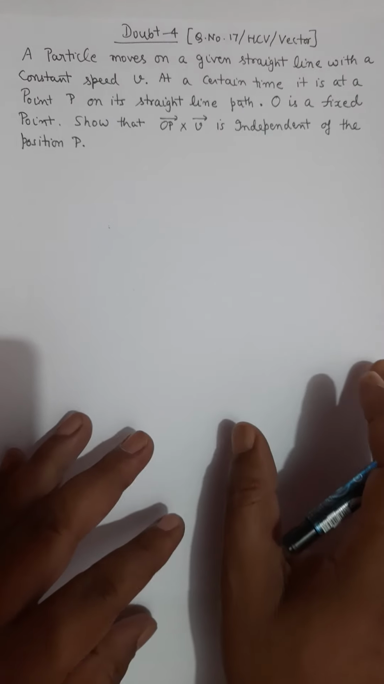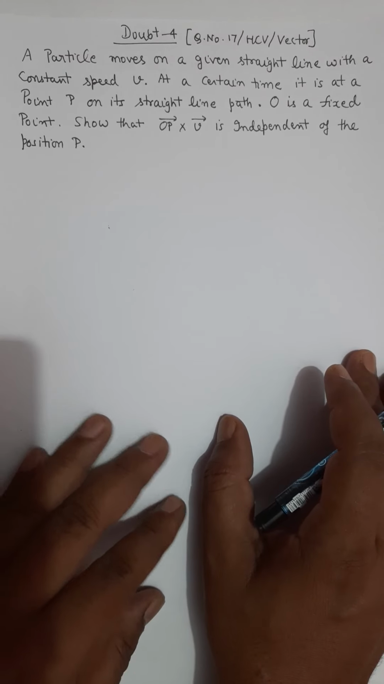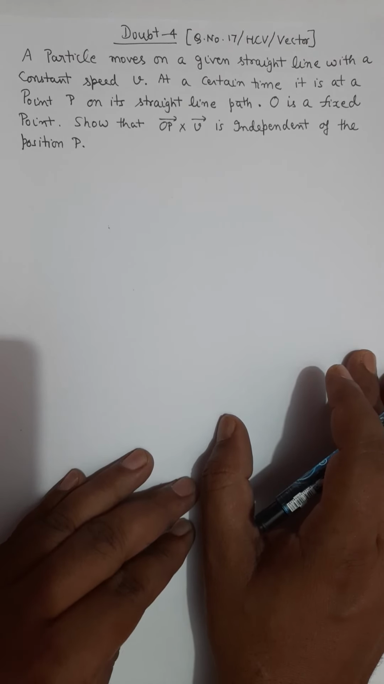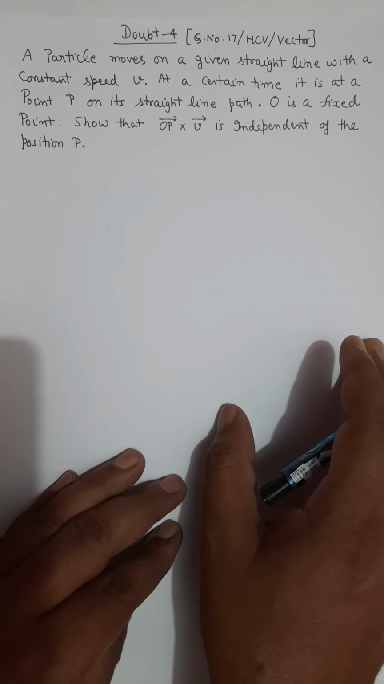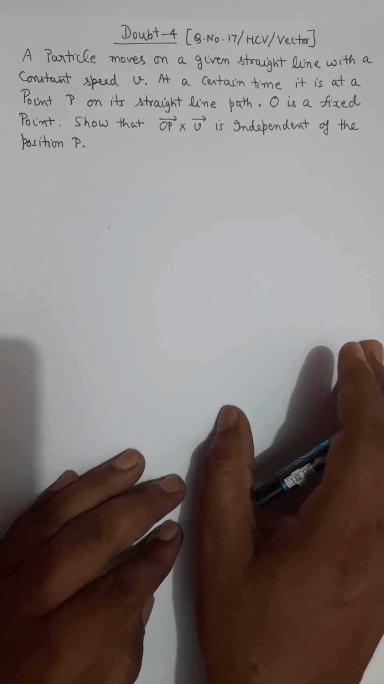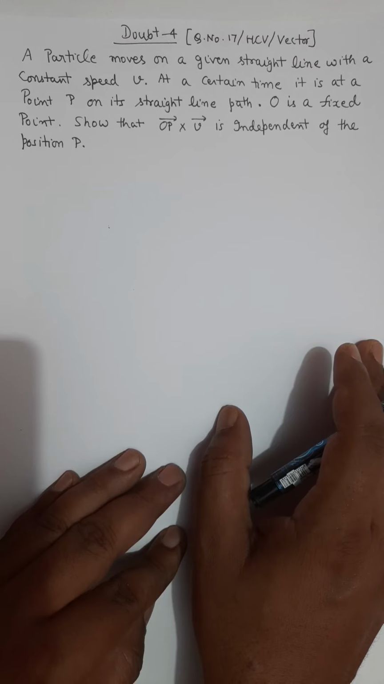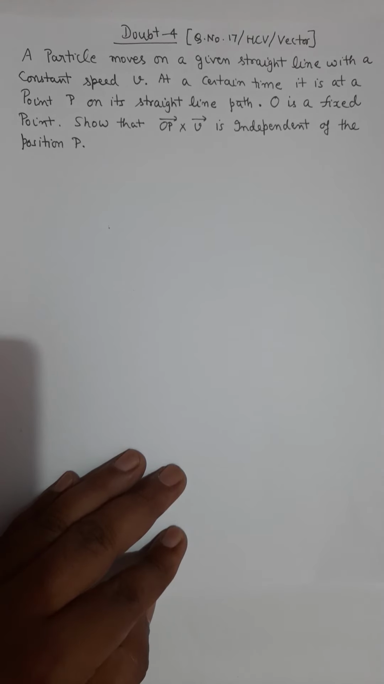Doubt number 4, which is question 17 from the same book, same chapter, vector. The concept used is the understanding of cross product. The concept for this question is how well you understand cross product of vectors.